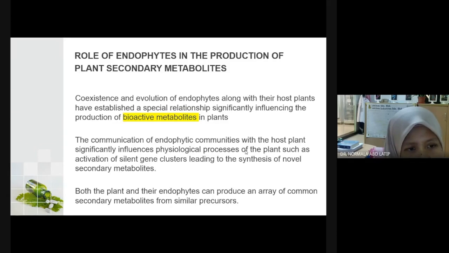The communication of endophytic communities with the host plants will significantly influence the physiological processes of the plant. For example, the host plant will be able to activate the silent gene cluster, which leads to the synthesis of novel secondary metabolites. Both the plant and the endophytes can also produce an array of common secondary metabolites from similar precursors, meaning the endophytes and the host plants can produce similar bioactive metabolites.